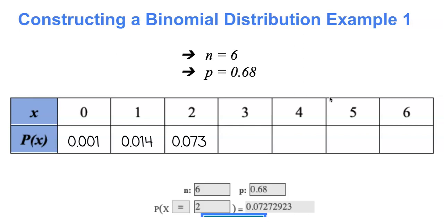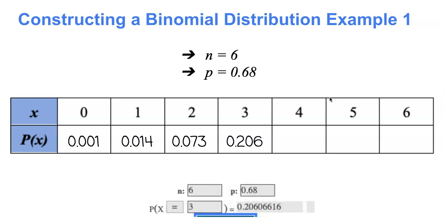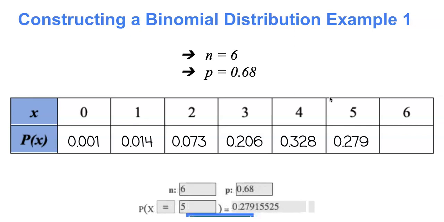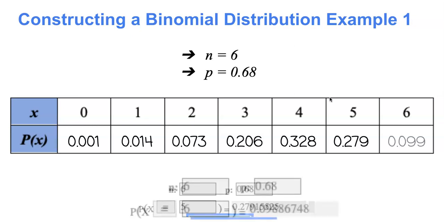And I know if you have time, you can do this on your own too. Next one, just changing my X value to be 3. Then I got 0.206. If X is 4, that's going to be 0.328. If X is 5, the probability of that is going to be 0.279. And very last one, the probability that all 6 of them happen to say, oh, yes, we use Facebook, that's going to be 0.099. Now, that's how you make a probability, the binomial distribution table, okay?